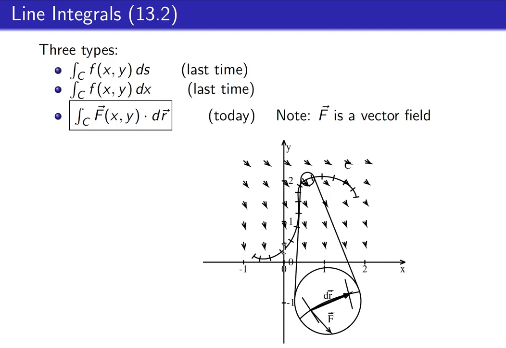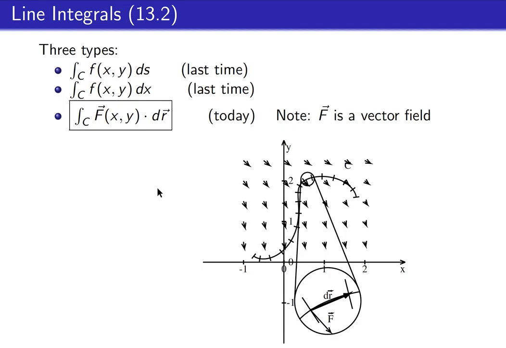And so for each of these little segments, I'm going to take F dot dr, and that's going to give us these numbers, and add up all these numbers. And that gives us this integral, at least in the limit where this subdivision gets finer and finer.